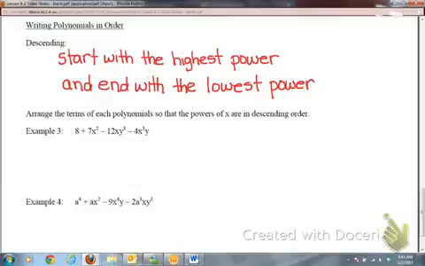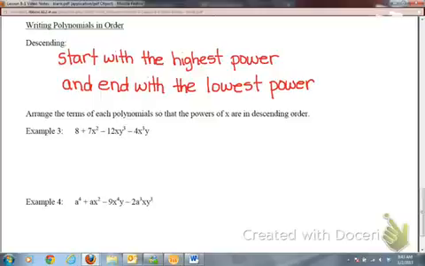All right, the last part of this lesson is that we need to make sure that we are writing our polynomials in order so that we are all consistent with how we do that. In math, the most common way to do this is to write them in descending order, which means that we start with the highest power, which is like an exponent. A power is an exponent. So start with the highest exponent and end with the lowest power. So descending means you start with the biggest and you end with the smallest.